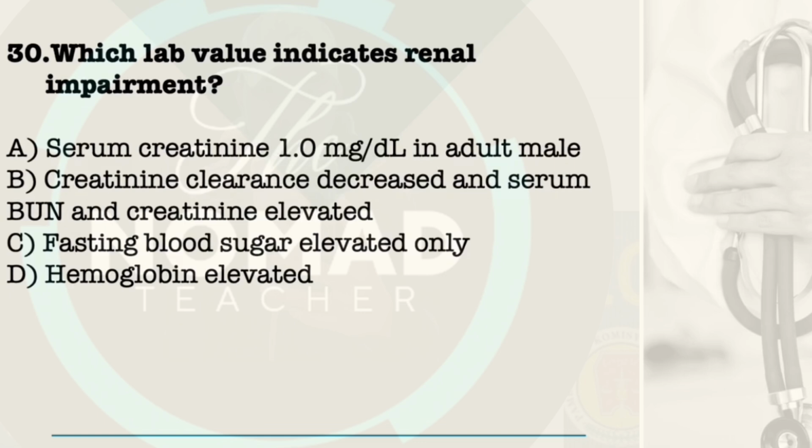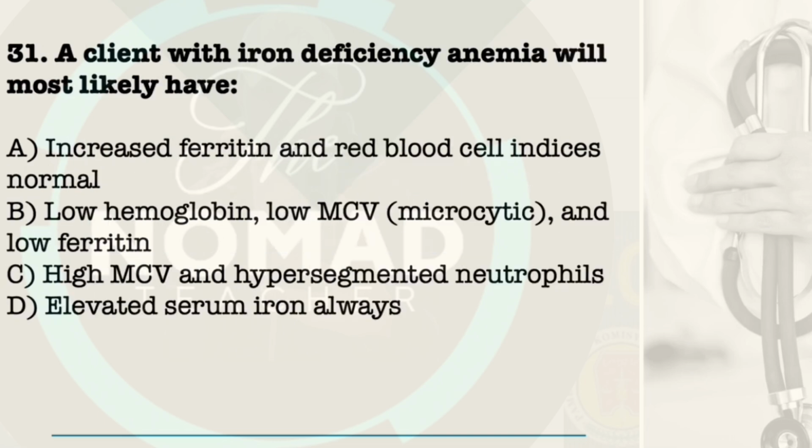30. Which lab value indicates renal impairment? A. Serum creatinine 1.0 milligrams per deciliter in adult male. B. Creatinine clearance decreased and serum BUN and creatinine elevated. C. Fasting blood sugar elevated only. D. Hemoglobin elevated.